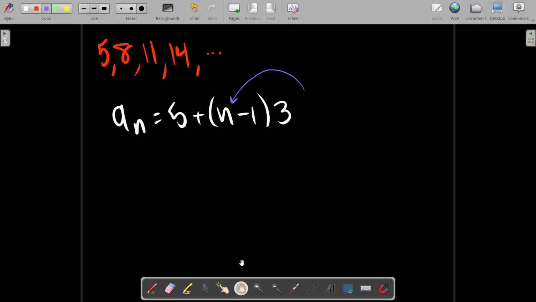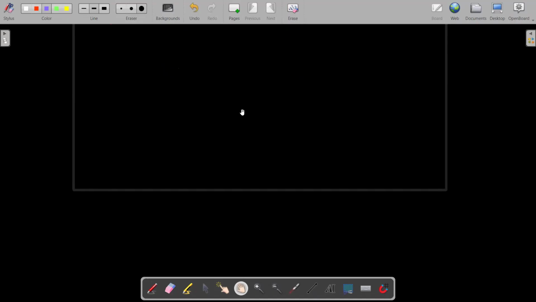Today, I hesitated. Honestly, I thought maybe this would be the year I don't even bring this up. But the other type of formula that we need to talk about is not explicit, but rather recursive.